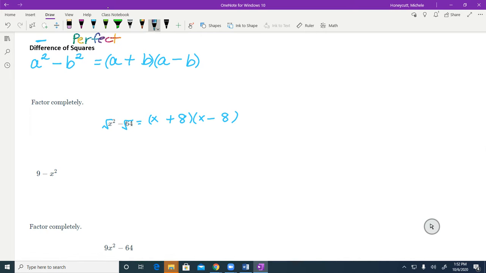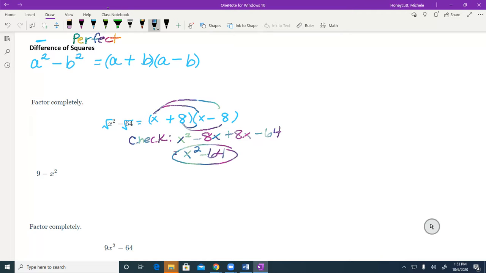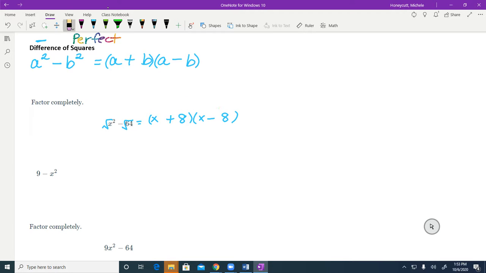Now, if I want to check, I can distribute this out to see if I get x squared minus 64. So x times x is x squared. x times negative 8 is minus 8x. 8 times x is plus 8x. And then 8 times negative 8 is minus 64. So you'll notice x squared plus 8x, minus 8x, minus 64 does simplify into x squared minus 64. So that does check out, and my factorization of the difference of squares is x minus 8 times x plus 8.